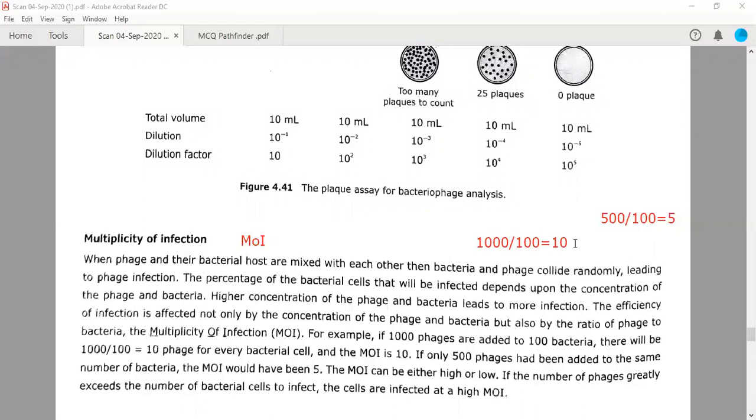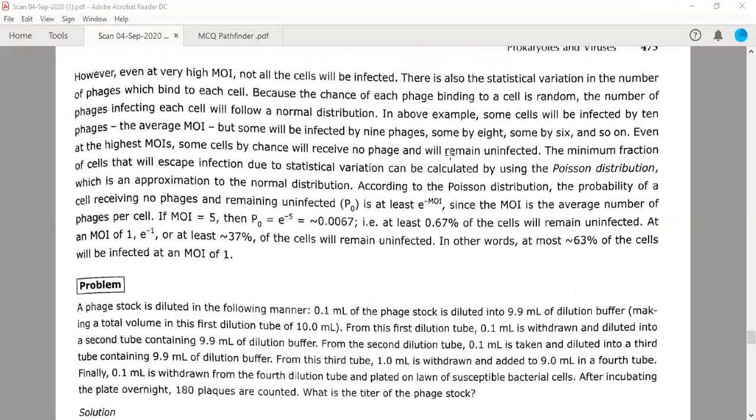Now we will see how it is helpful. So I will give you two more examples so that will clear everything. So let us move to the next page. See here, however, even at very high MOI, so this is the thing I want to tell you. Suppose you are having very high multiplicity of infection.